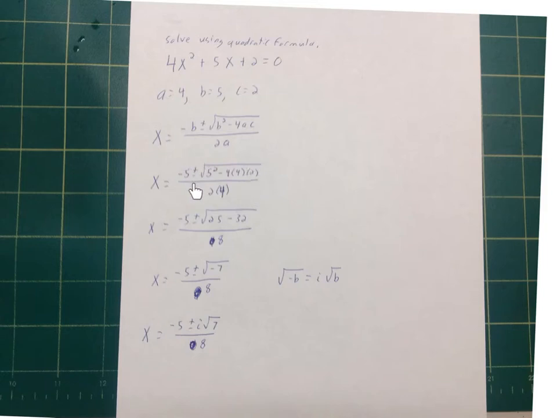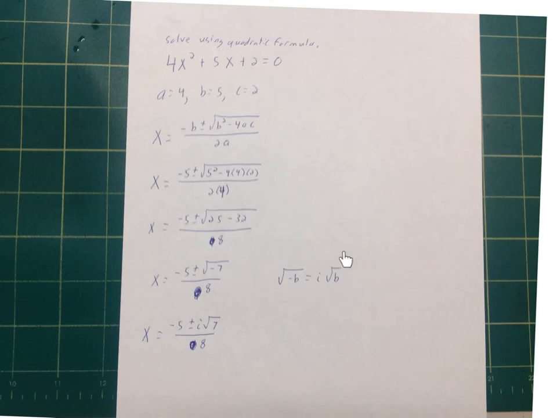Now it's a matter of doing the arithmetic. So you want to square 5, we get 25. 4 times 4 times 2 is 32. Subtract, and that's a negative 7. The denominator is a 2 times a 4, which is 8.